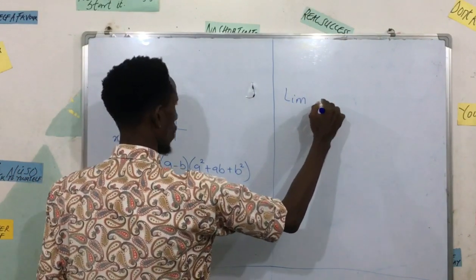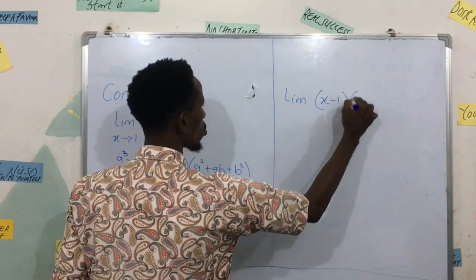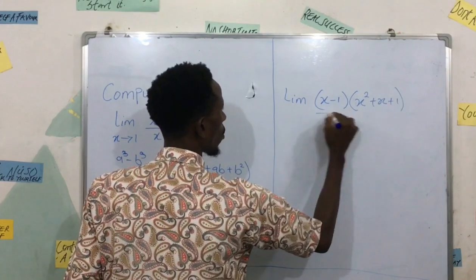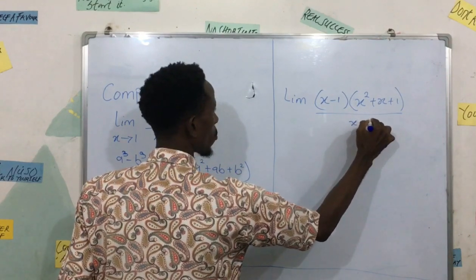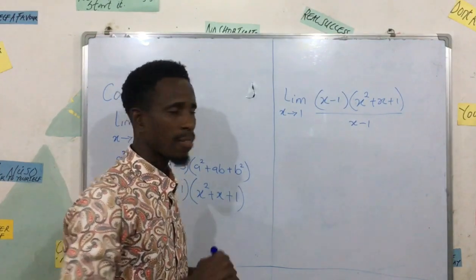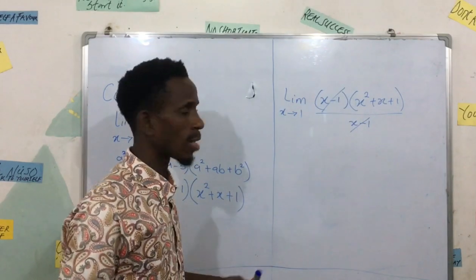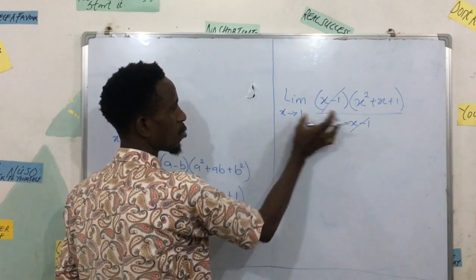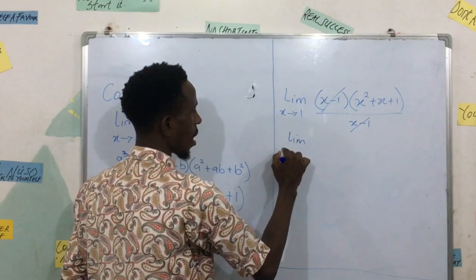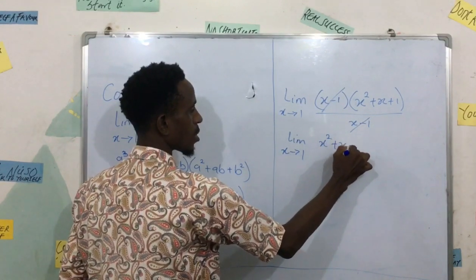So if I replace this whole value by this, I'm going to have something like this: the limit as x approaches 1 of x minus 1 into x squared plus x plus 1, all over x minus 1. Look at it very carefully. At this point, I can cancel out these two factors because they are the same. So I'm left with this part of the expression. So I have the limit as x approaches 1 of x squared plus x plus 1.